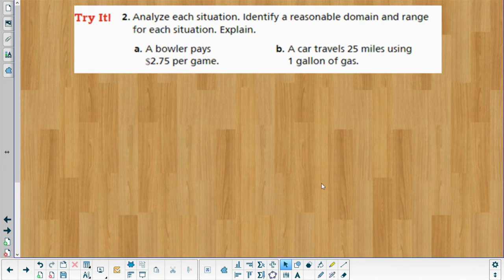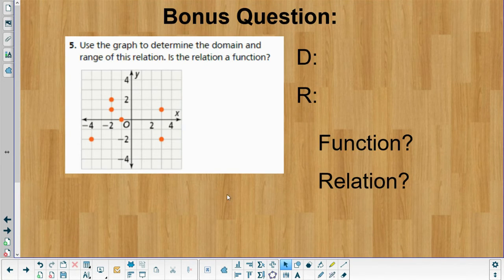Okay. All right. So I'm going to skip this one just for the sake of time, but I do want to have this bonus question real quick. This bonus question, the first thing you need to find is what is the domain and range, and is it a function or is it a relation? So go ahead and pause your video and see if you can figure this one out.